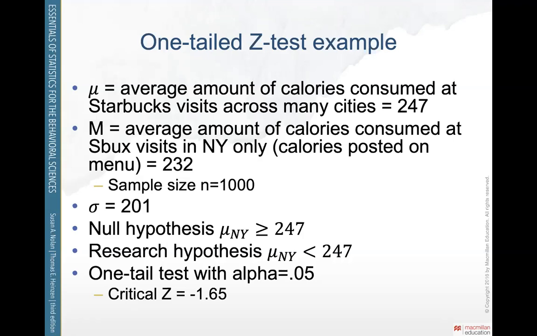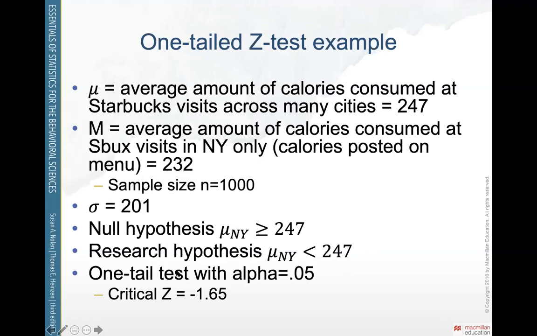We believe so strongly that the only possible effect of having the calories posted on the menu would be to reduce the amount of calories that people consume, that we will count as our null hypothesis if the amount of calories consumed by people in New York equals 247, or if it's greater than 247. We'll say that means there's no treatment effect. And the only treatment effect that we'll consider significant will be if the amount of calories is significantly reduced.